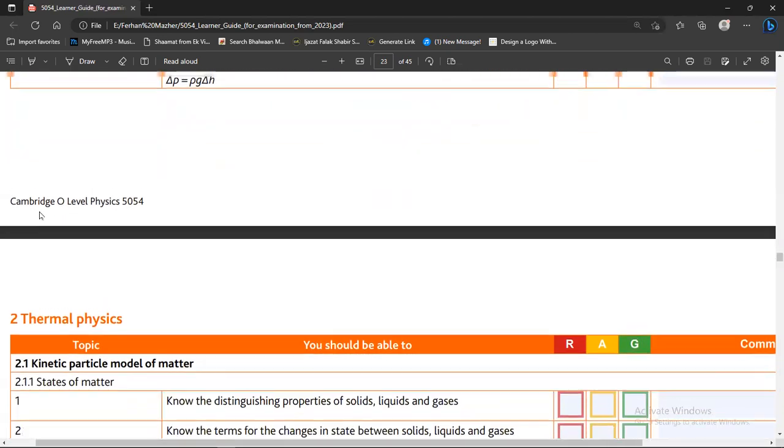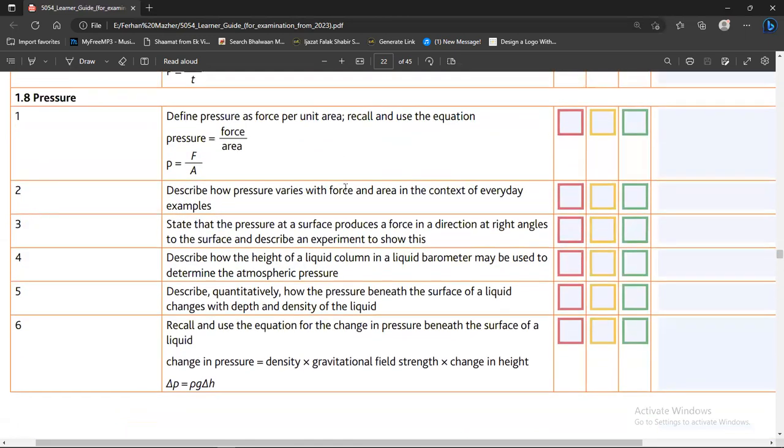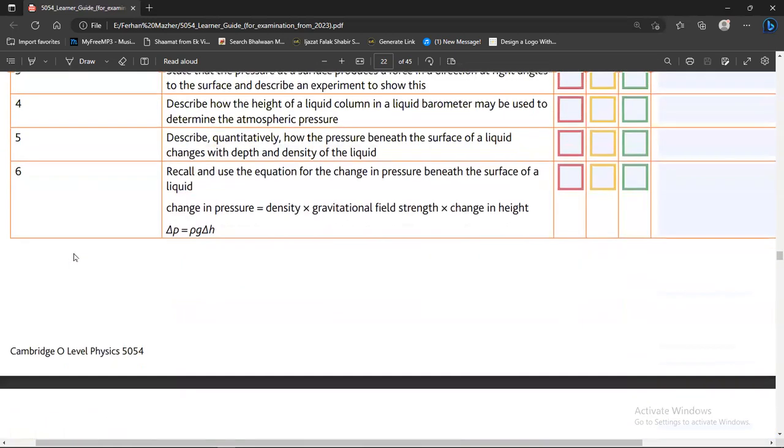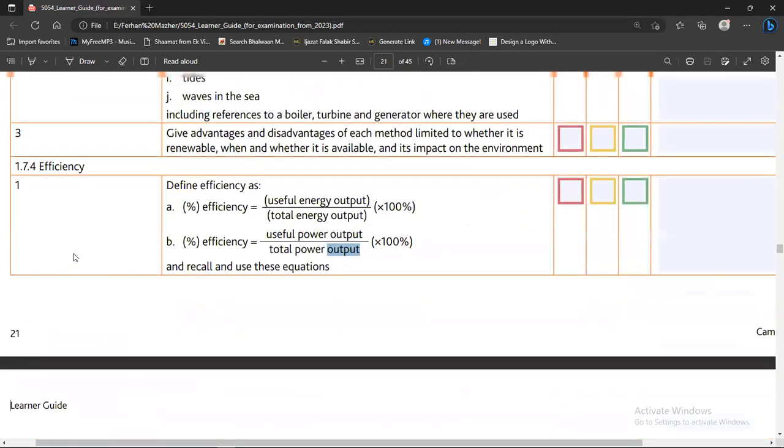So we are done with topic number 1, and here you have noticed that there is a change in the syllabus. In the pressure, we do not have manometers here, and we also don't have the hydraulic press. So this is topic 1, and we have completed the revision checklist for topic number 1.